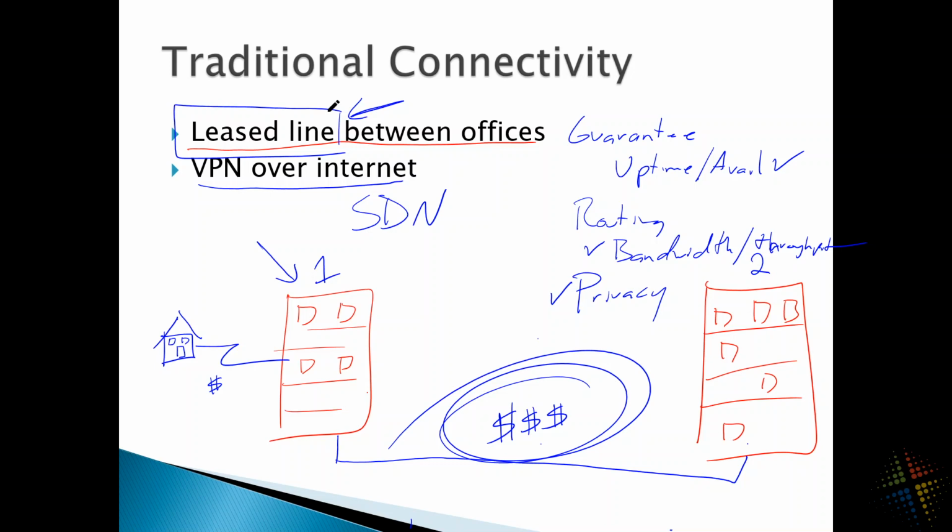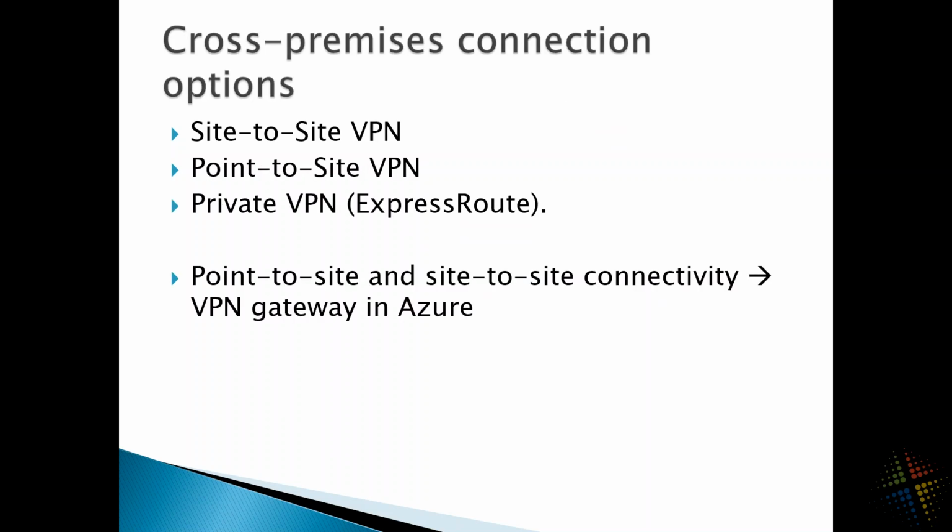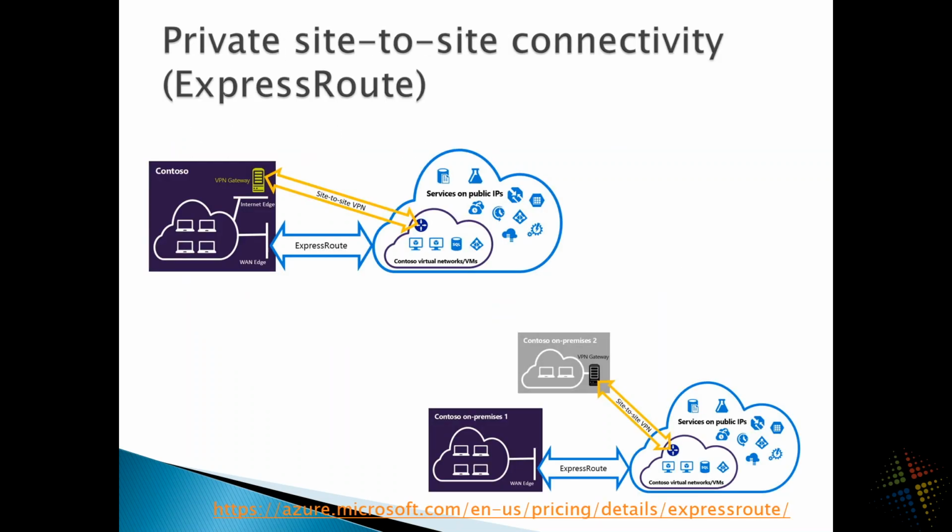So moving forward, what we have available to us as we go into Azure is fairly similar. We have a leased line type connectivity called ExpressRoute. Now, the way that this works, basically my building, my office building right here, Contoso, I already have a building right here and I already have an ISP that I'm connecting to.